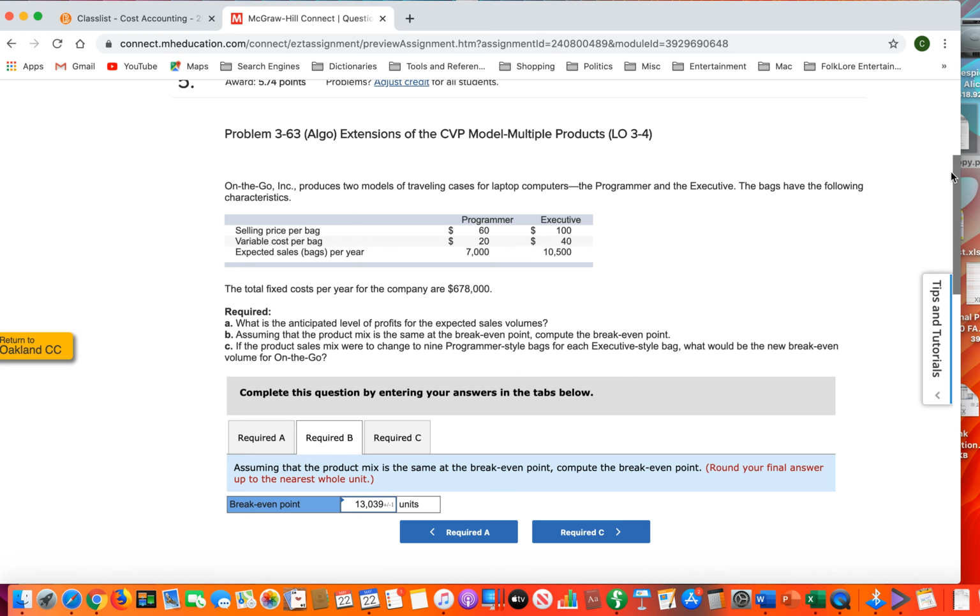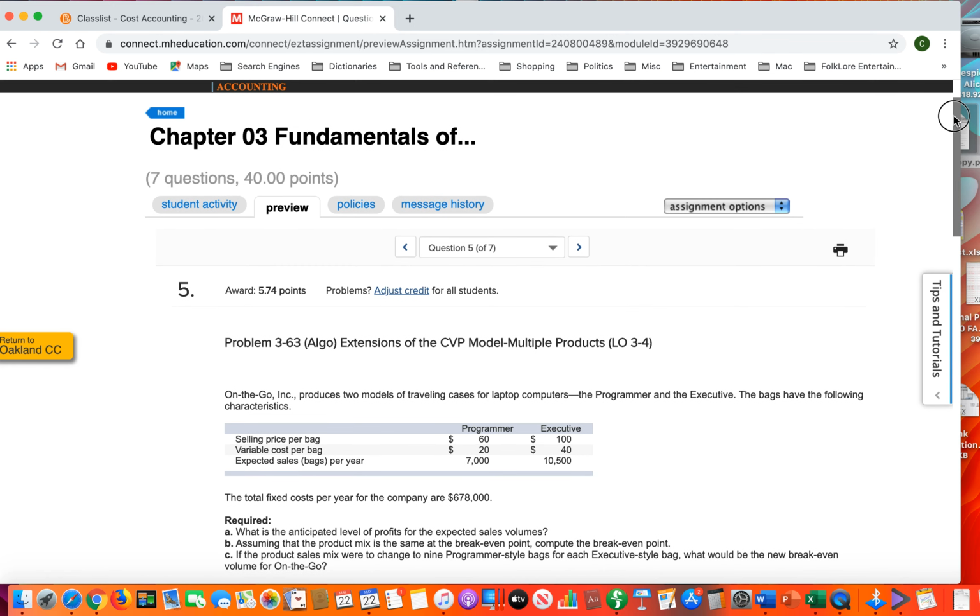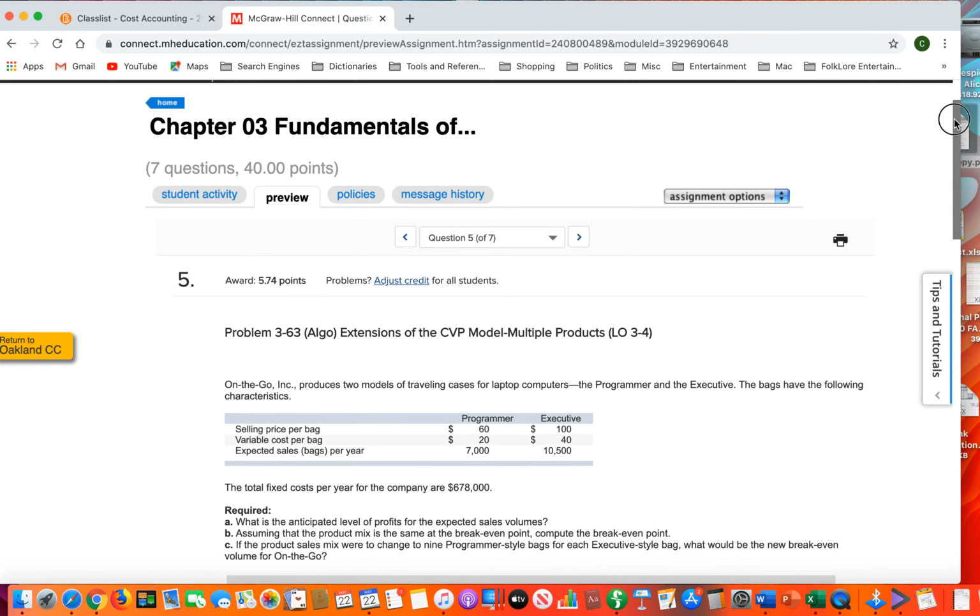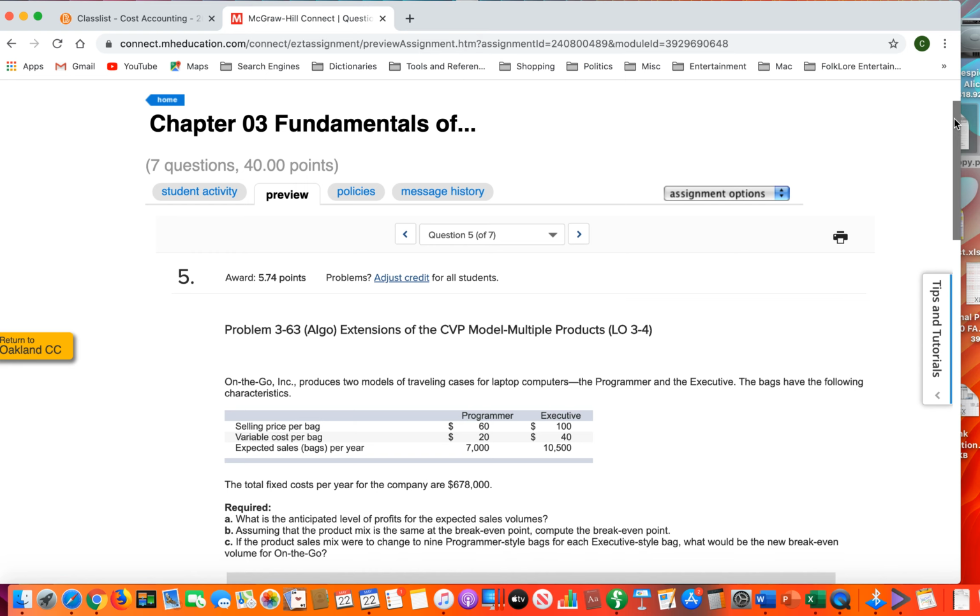Now let's see here. C, yes. C says if the product sales mix were to change to 9 programmer style bags for each executive style bag, what would be the new break-even volume? Well, there'll be a 9-to-1 ratio, right? Which means that 90% of the sales, rather than 40% of the sales, will be programmer and 10% will be executive, a 9-to-1 ratio.